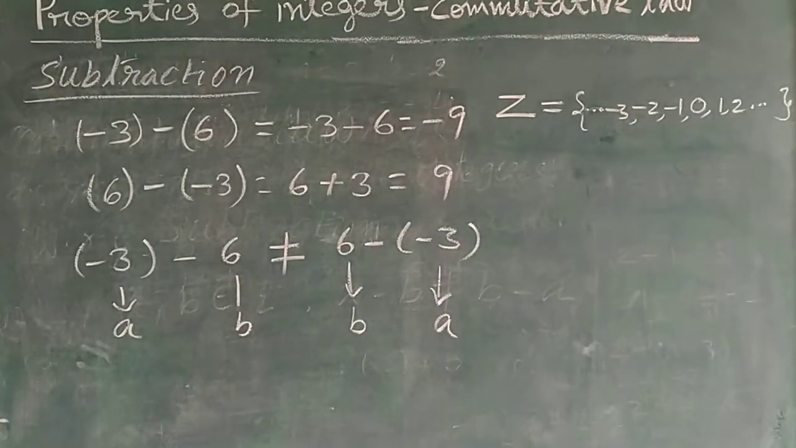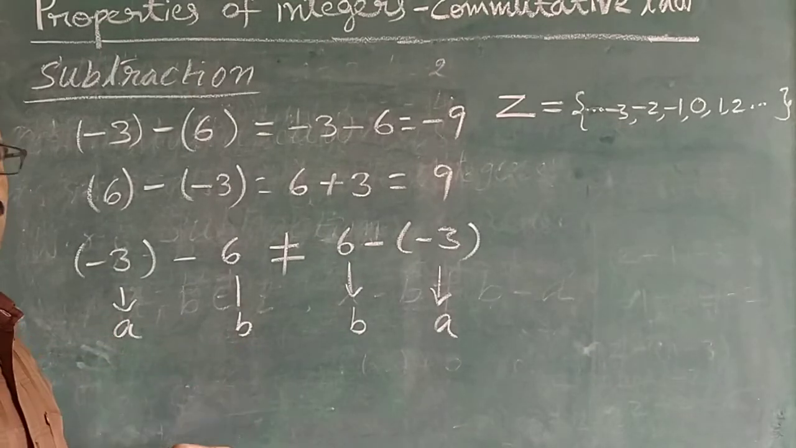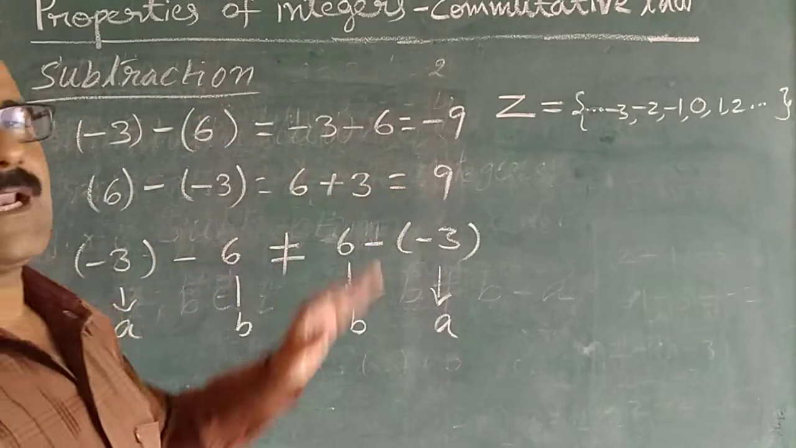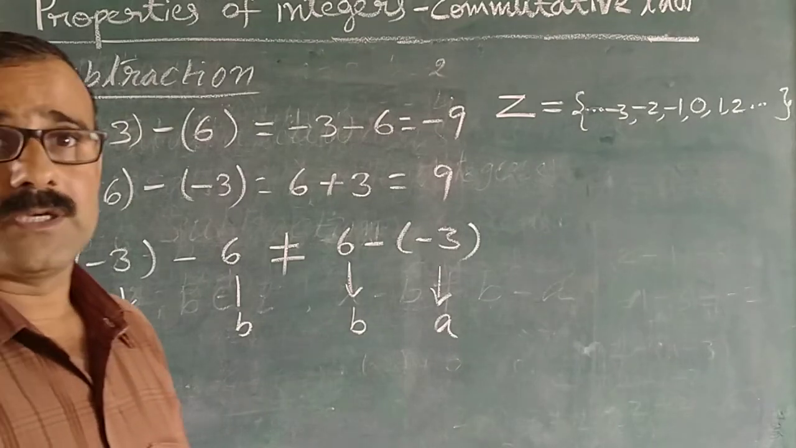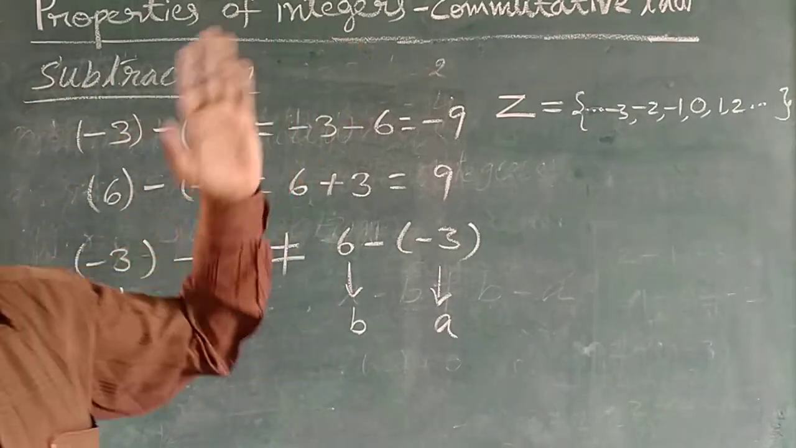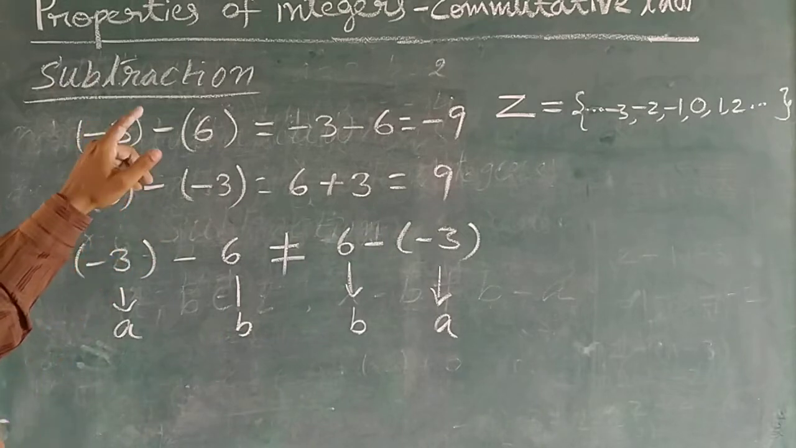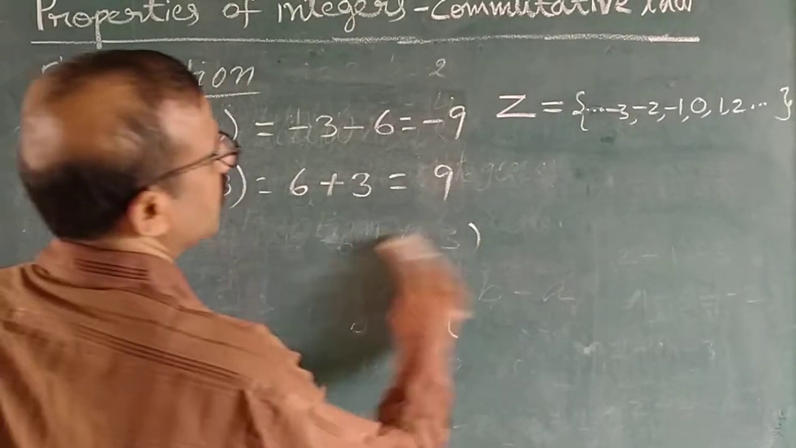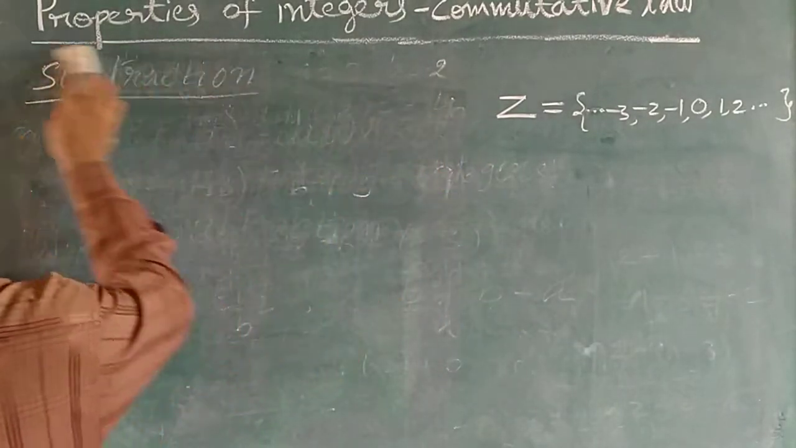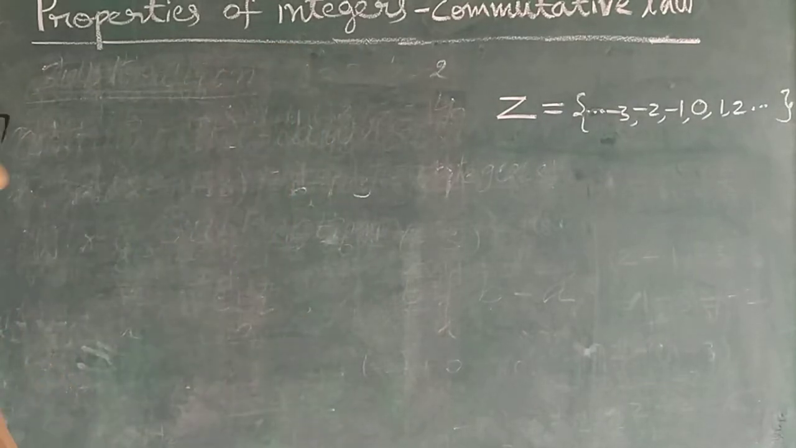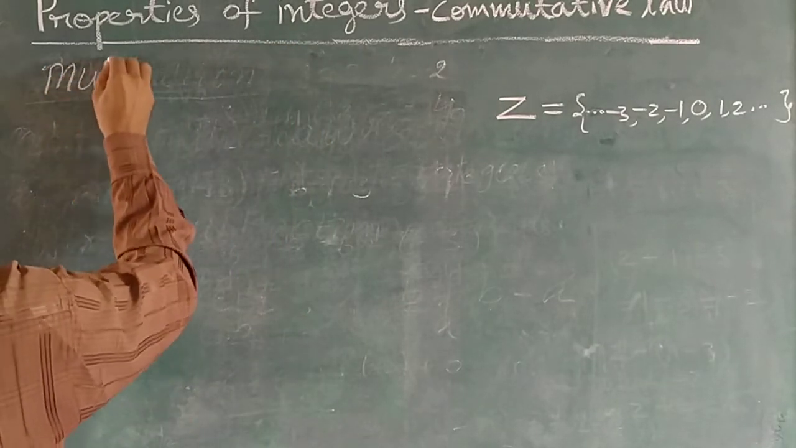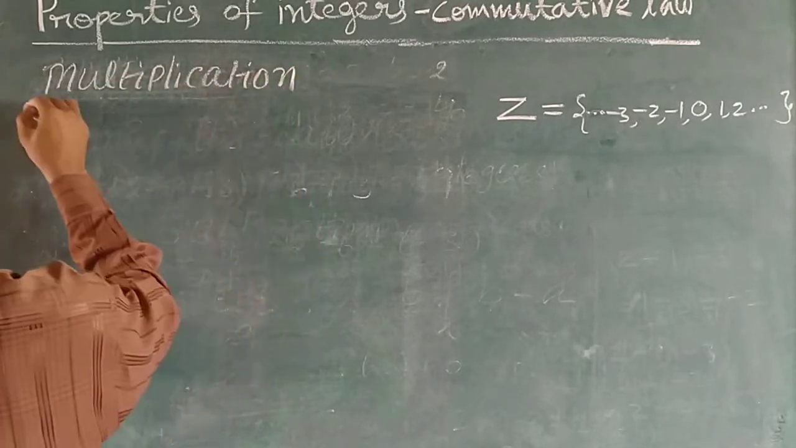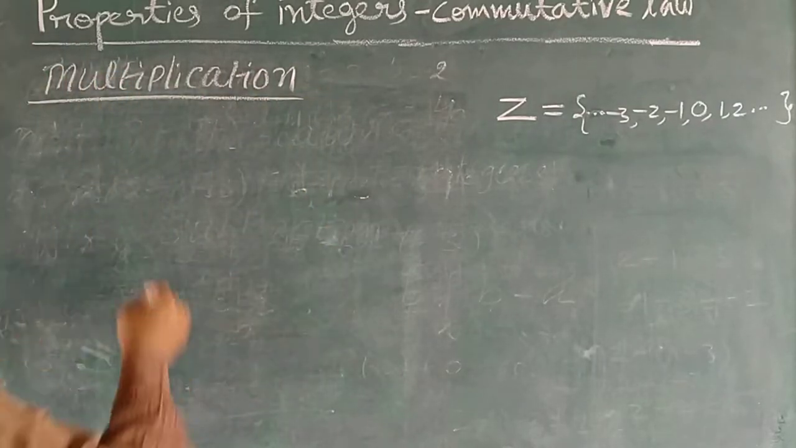Okay, children, if you take both positive integers or both negative integers, or one positive and the other negative, when we do subtraction, both results are not equal. So we concluded that the commutative law is not satisfied with respect to subtraction for integers. Okay. Next, we will move to multiplication. The next fundamental operation is multiplication. So for multiplication, if you take two integers, suppose 6 and 3.